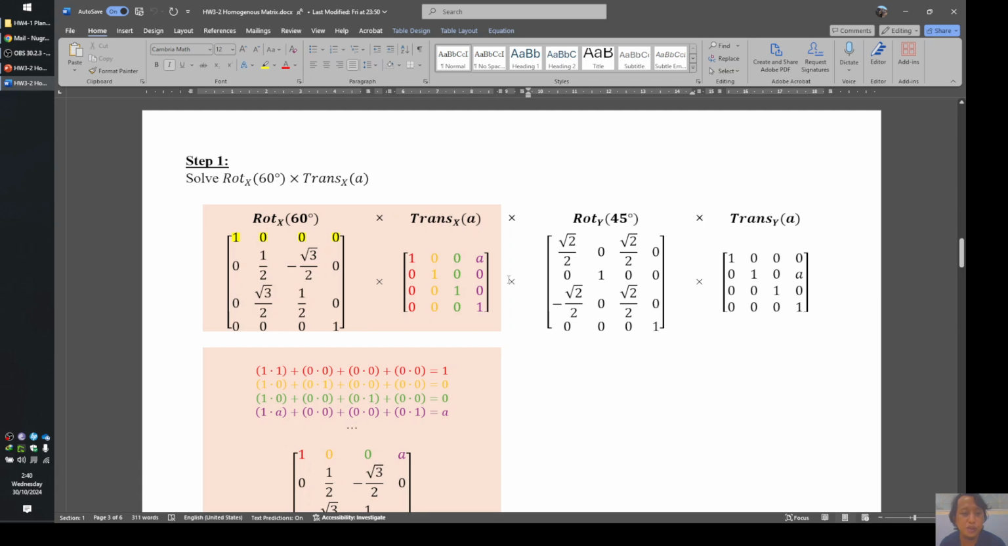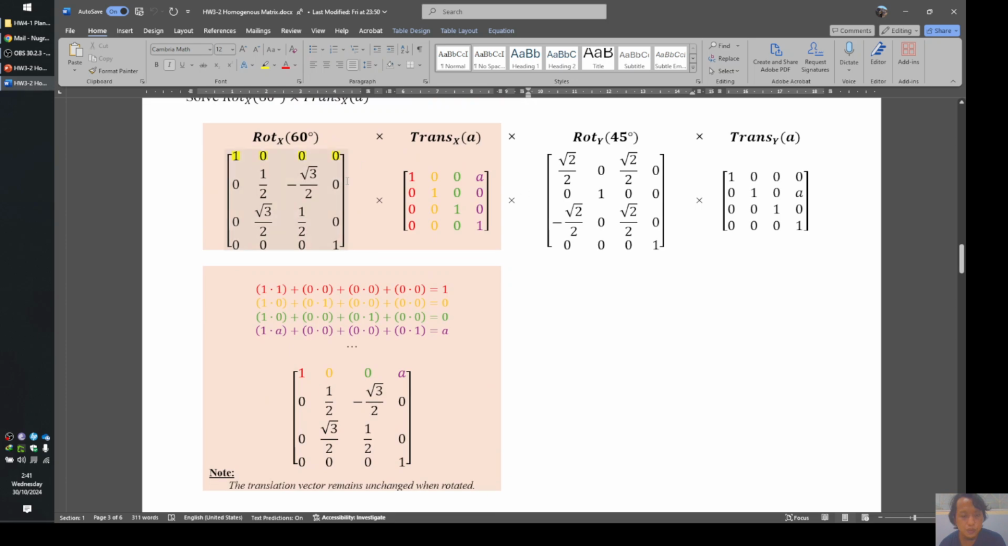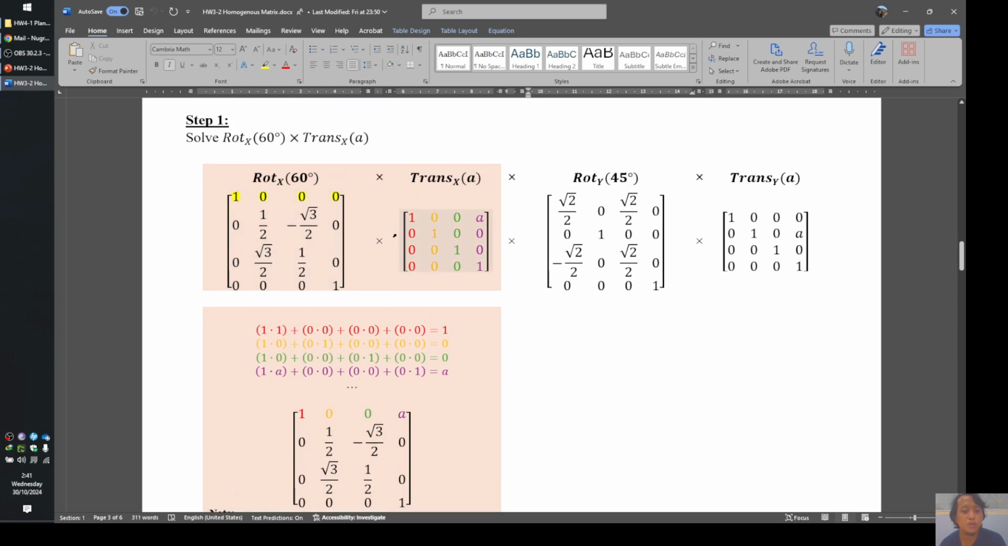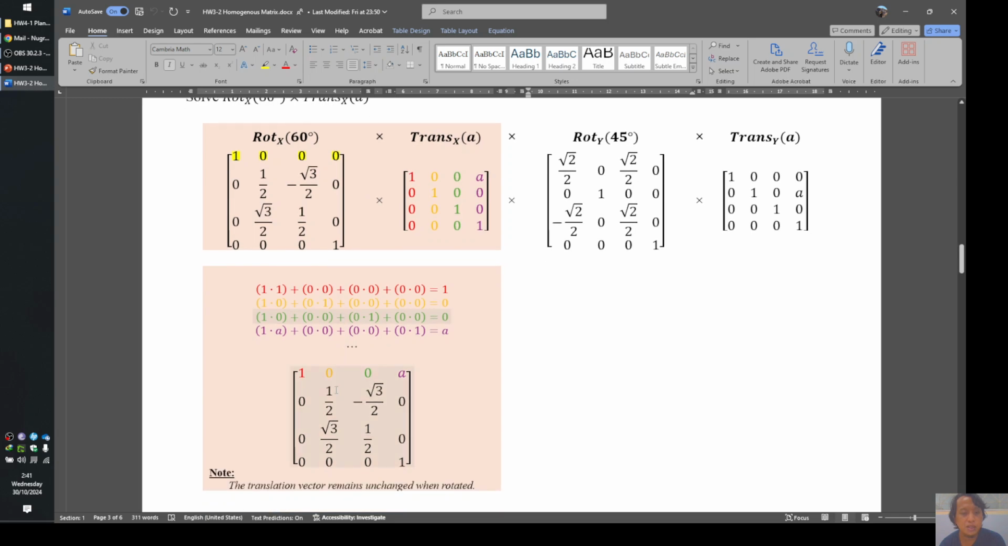So for step 1, we need to solve the rotation about the x-axis by 60 degrees, and translation along the x-axis by a. So we need to solve this one. As we know, the result of the multiplication is like this one.